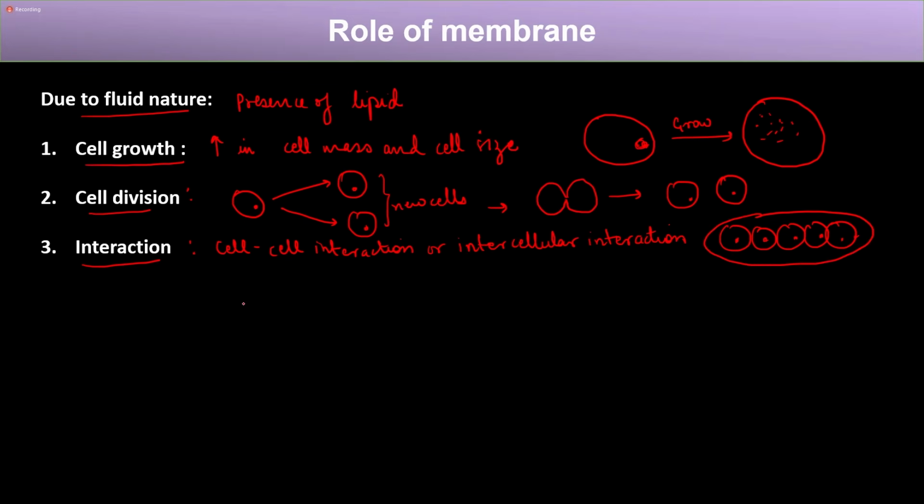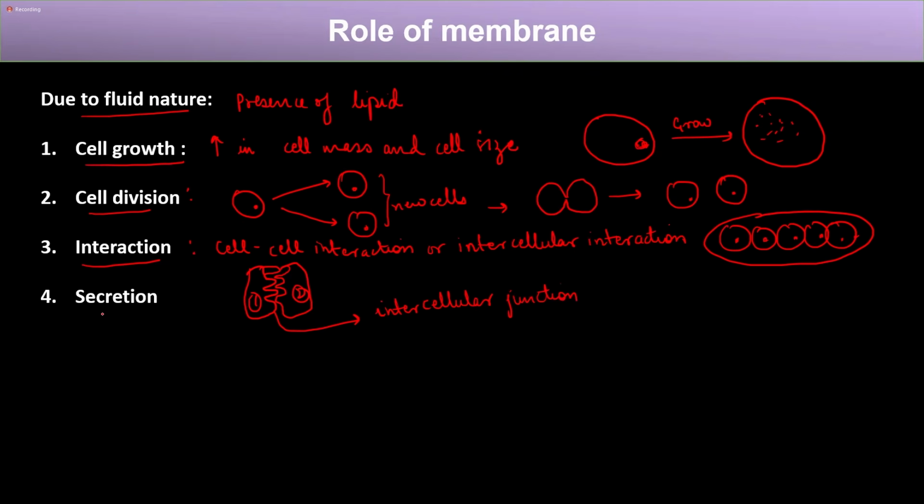Okay, so how do these cells interact? These cells, with the help of their plasma membrane, form a structure something like this. So this is one cell, this is another cell, and they form this intercellular junction. And through this intercellular junction, the cells communicate with each other.